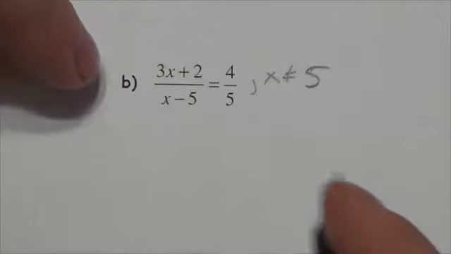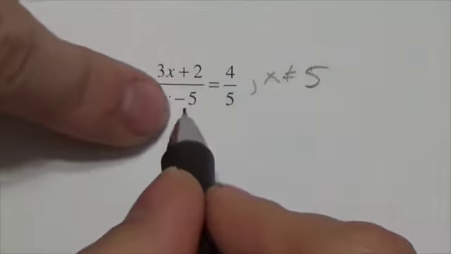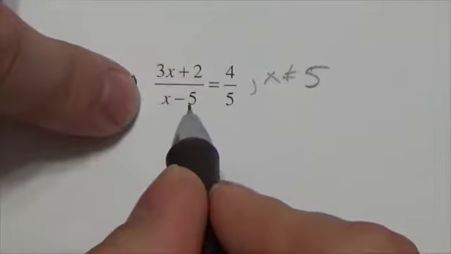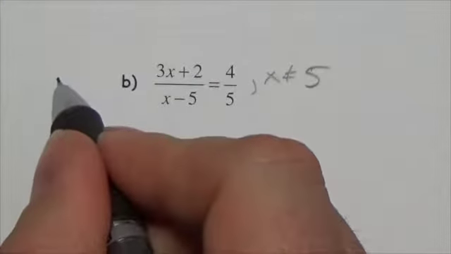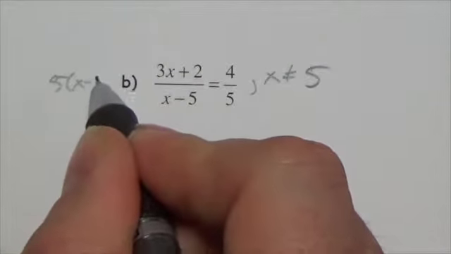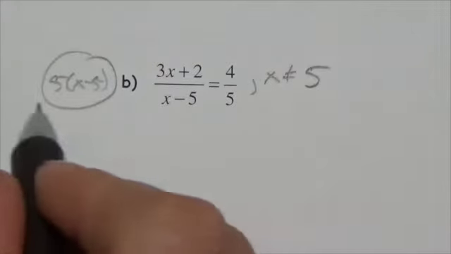Okay, because we're always looking at factors. 5 isn't a factor here. It's an addend. Okay, it's being combined with the x. So I'm going to have to multiply those together. So my lowest common denominator is going to be x times x minus 5. That's the thing I'm going to multiply through.